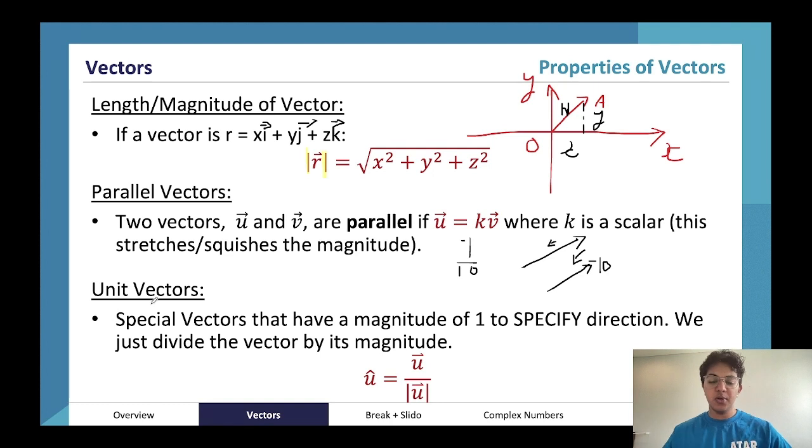Okay, so unit vectors, I was talking about them a bit before with the i, j's and k's. They have a magnitude of 1, and they generally only specify direction. They're just like saying north or east or south, pointing in a certain way. But their magnitude is always going to be 1.